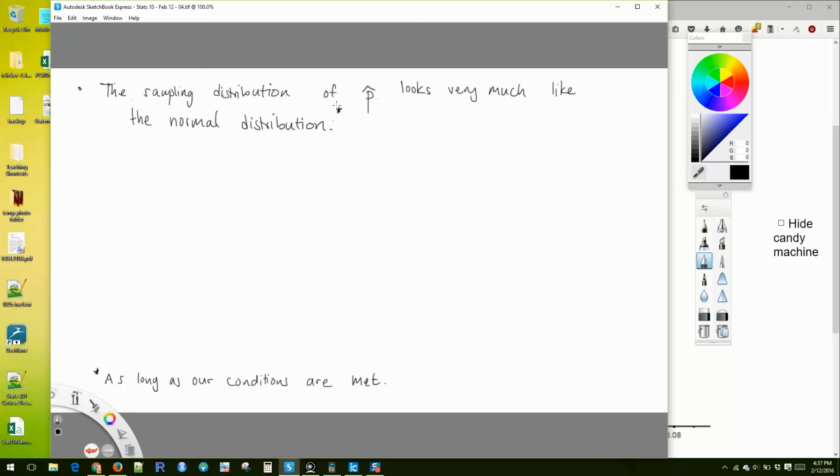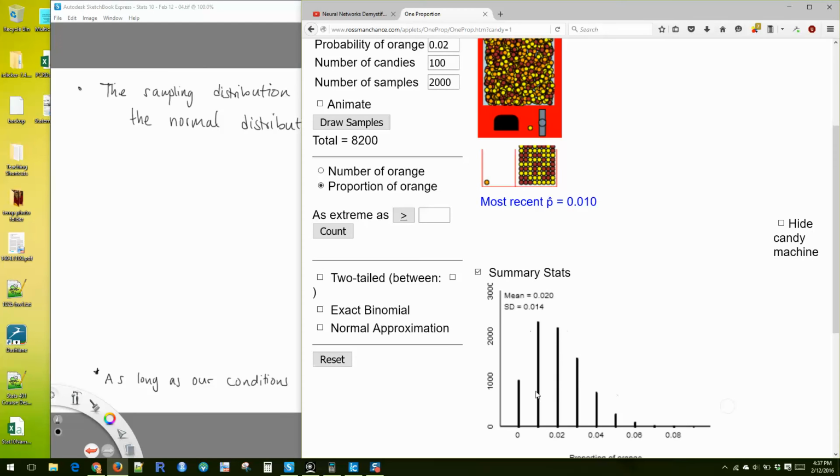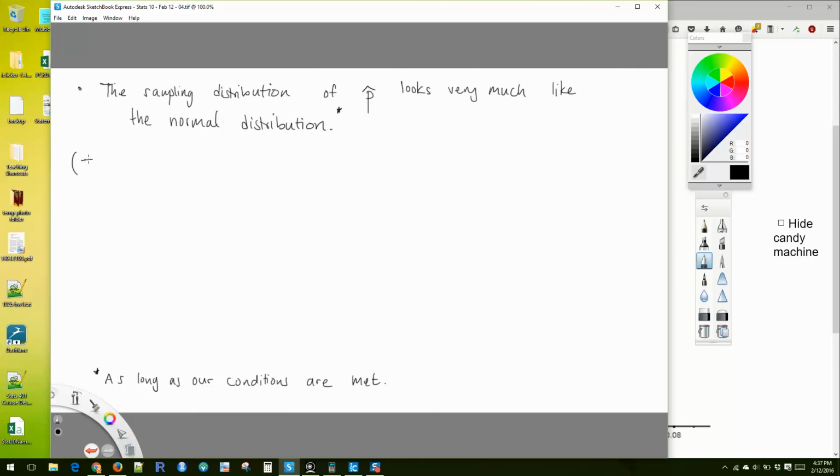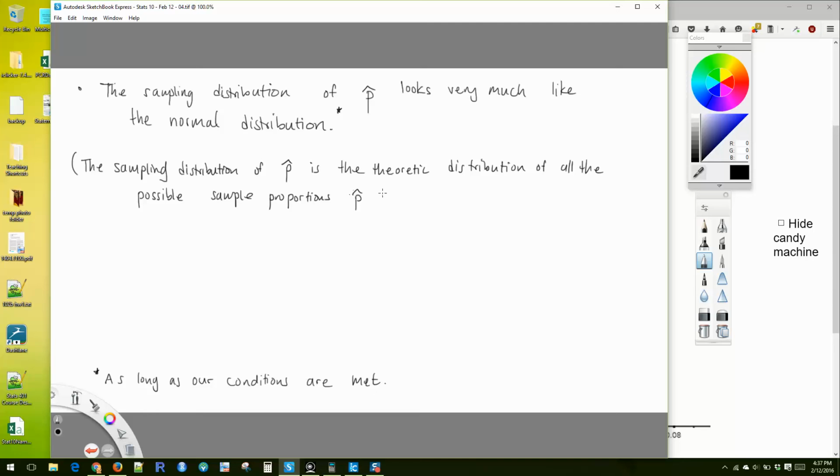So this is the sampling distribution of p hat. Again, the sampling distribution of p hat is the distribution of all the different p hats that we observed. Technically, it is the theoretical distribution of all the possible sample proportions p hats that we can observe. So the sampling distribution will be approximated with the normal distribution.